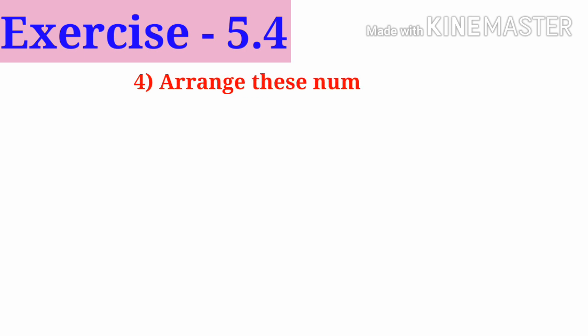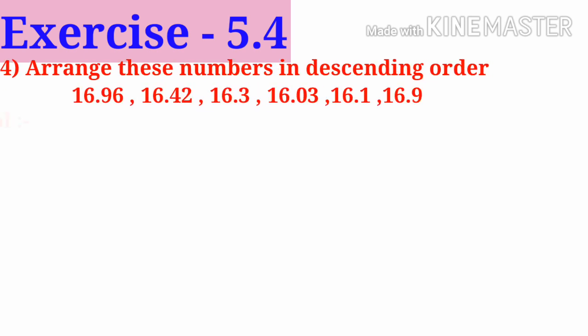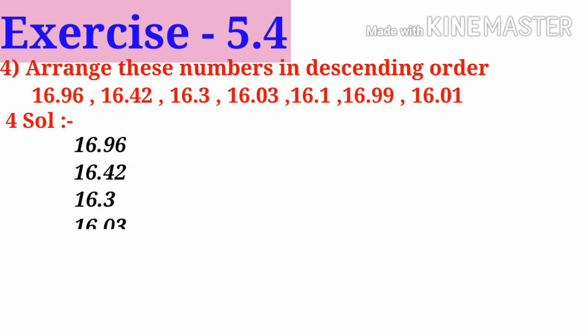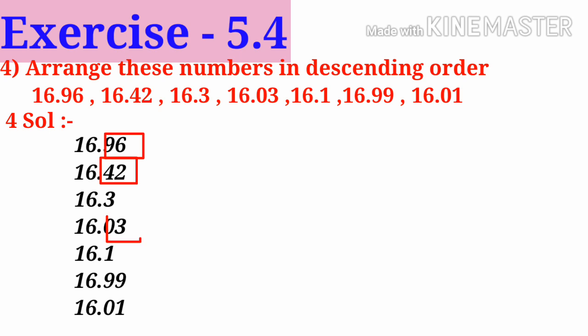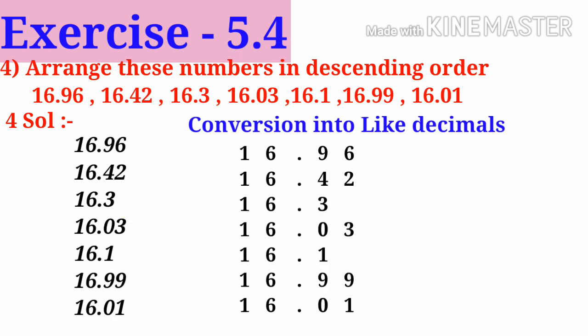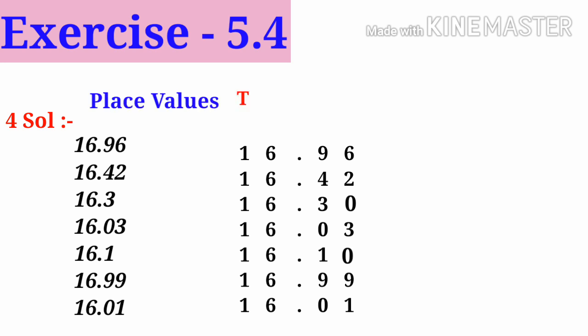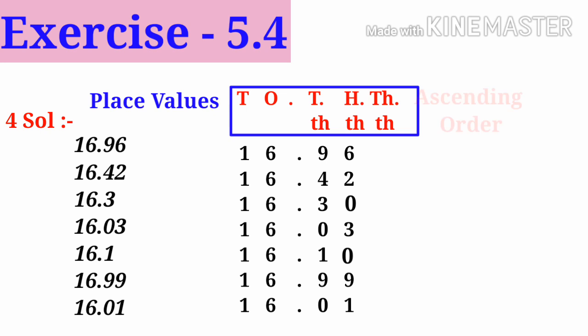Now fourth problem. Arrange these numbers in descending order. Solution. First write down all the numbers from top to bottom. Now observe that there are only 2 decimal digits. So just add 0 to the third decimal fraction and 10 to the fifth decimal fraction, then all are converted into like decimals. Now put them in their exact place values.